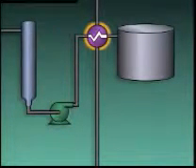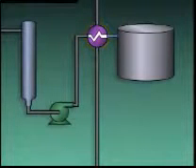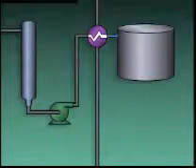The hot liquid passes through the heat exchanger and transfers some of its heat to a coolant that flows through the shell side of the heat exchanger. The cooled process fluid is then sent to a tank where it's stored.